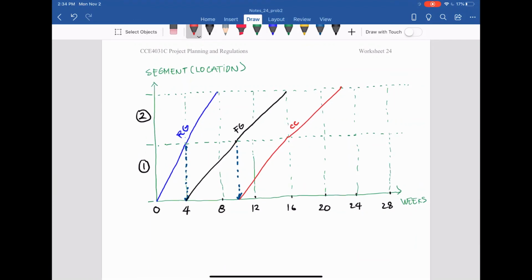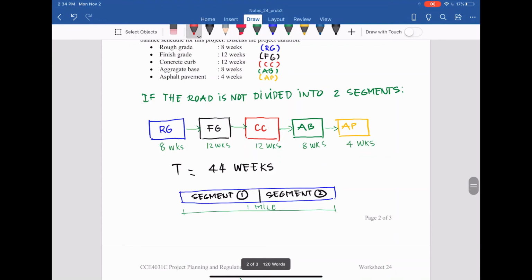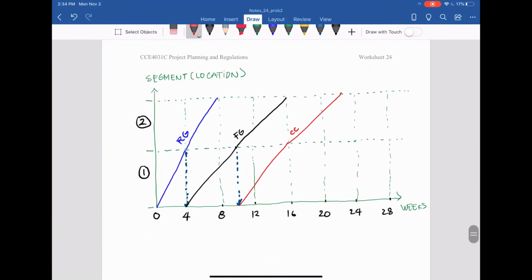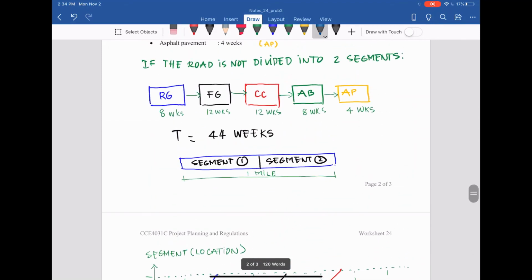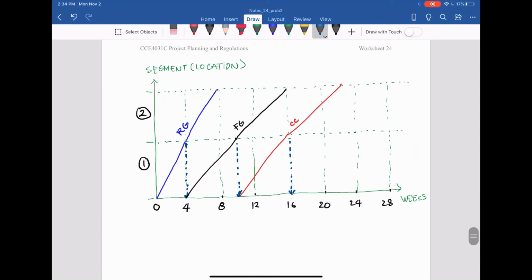Finish the concrete curb at segment number 1, we can start with the aggregate base for segment 1. So what does that mean? It means that we can go down here, and we do the aggregate base, 4 weeks for segment 1. So it means we can have that from here to there, an aggregate base.